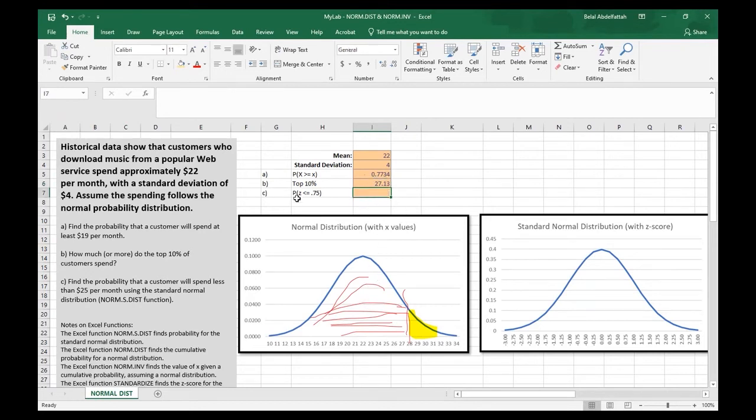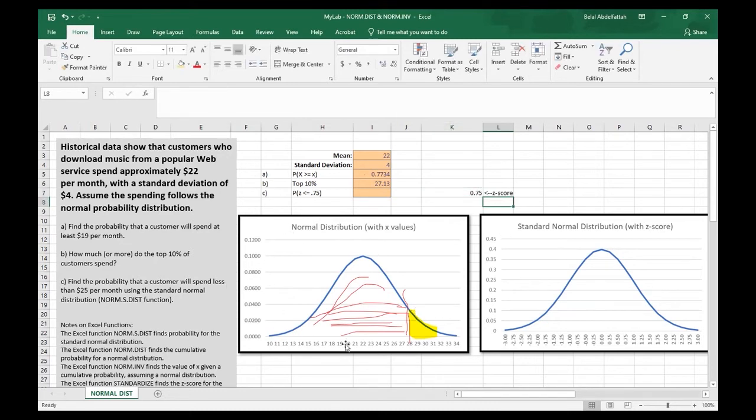Now for part C, it's saying find the probability that a customer will spend less than $25 per month using the standard normal distribution function. So this is what I did earlier before I started the video with some of my prep work. I want to figure out what the z-score would be for $25. To find a z-score, if I say equal sign standardize and I put the value 25 for x, and then the mean is 22, standard deviation is 4, I get a 0.75 z-score.